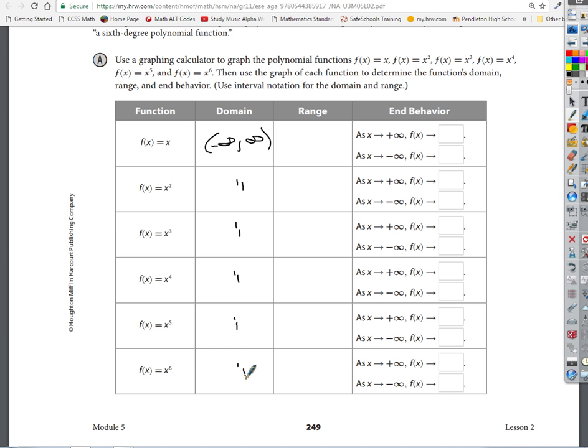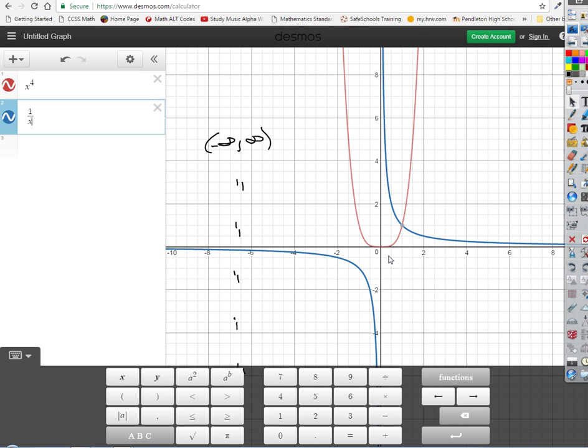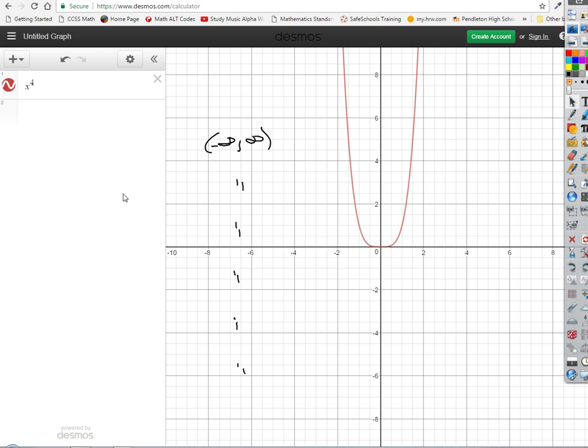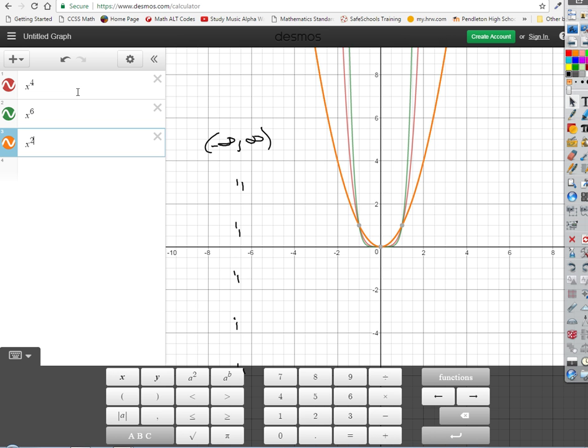What about the range? What's the range going to be for x to the 4th? It's going to be greater than or equal to 0, isn't it? And if I were to graph x to the 6th, same thing, right? Or if I graph x squared. Those are all going to be the same, aren't they? Right? Okay.